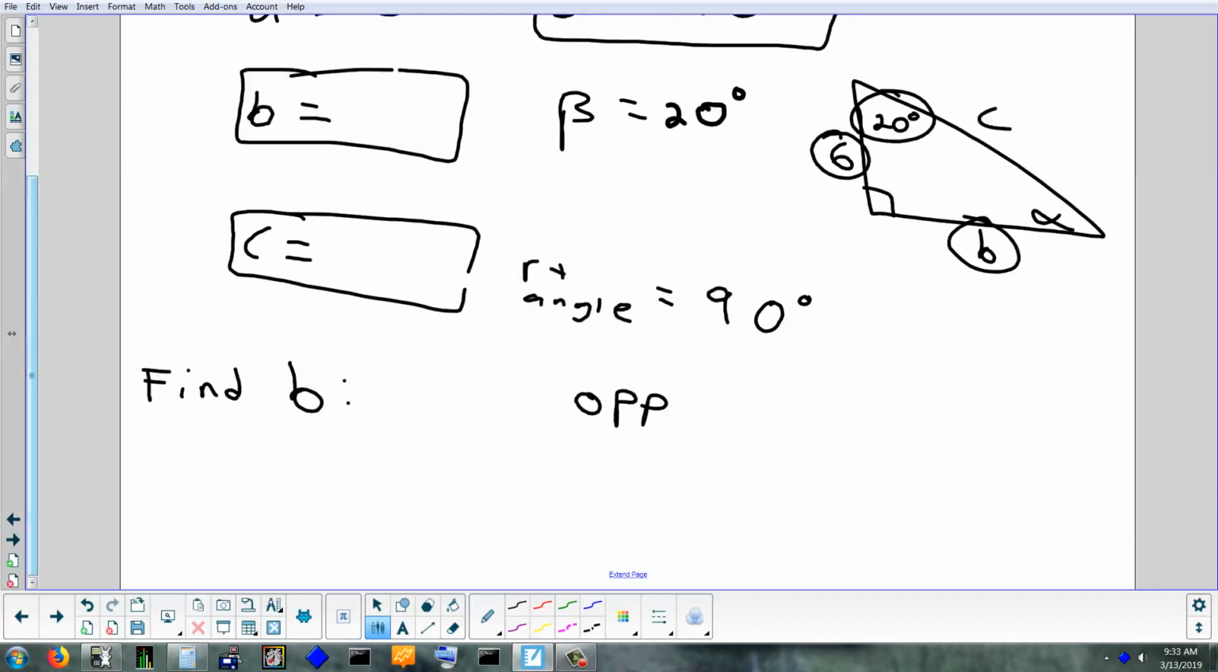I'm just going to write that down. And William, what about the side that's 6? Adjacent. So out of our 3 trig functions, which one has opposite and adjacent? Tangent. Yep. So it's going to be the tangent of, what am I going to put in the parentheses? 20 degrees. Tangent of 20 equals, and now put opposite over adjacent. Kyle, which side is opposite here? B. And which side is adjacent? 6. Perfect. Yep.